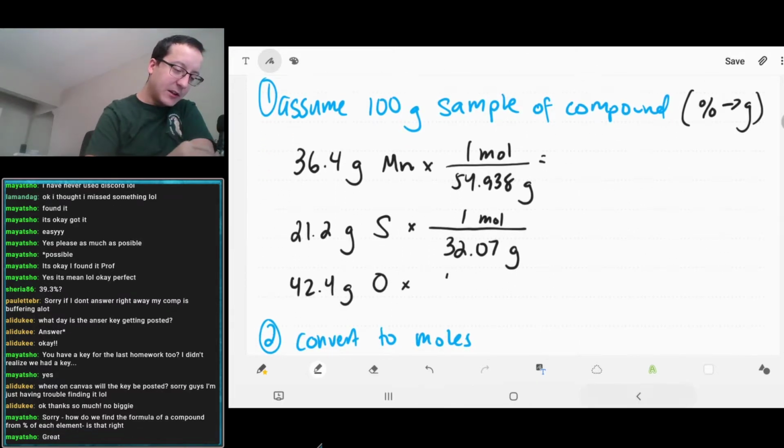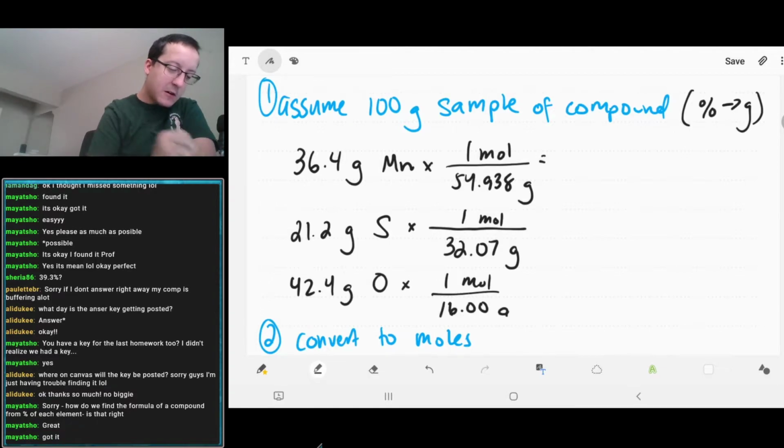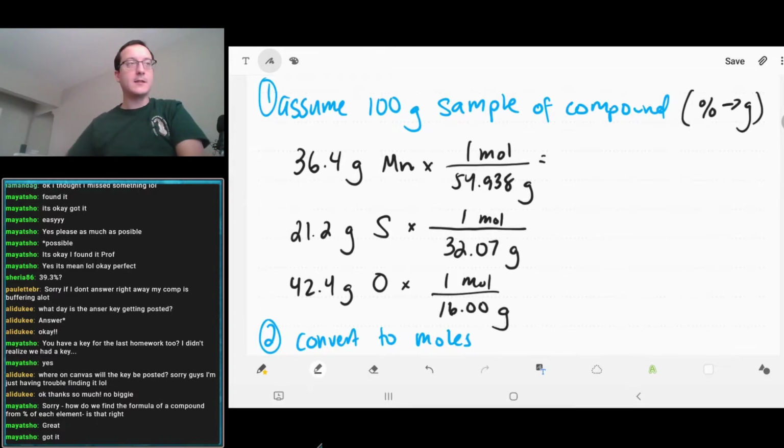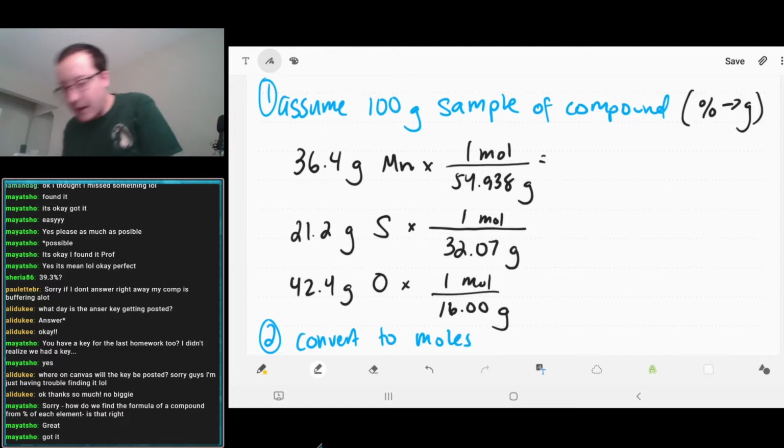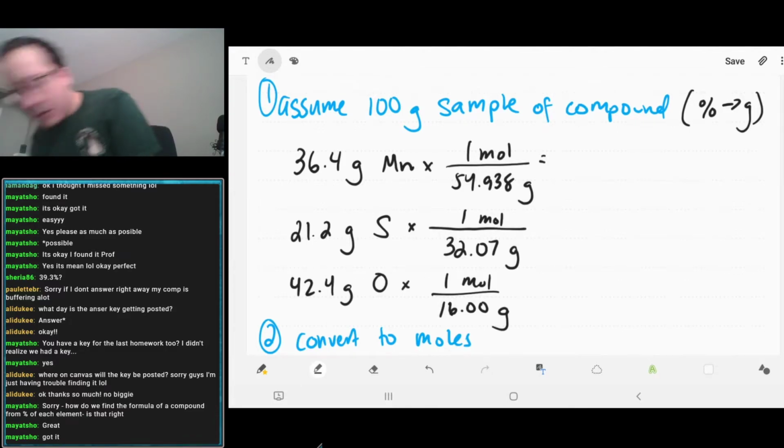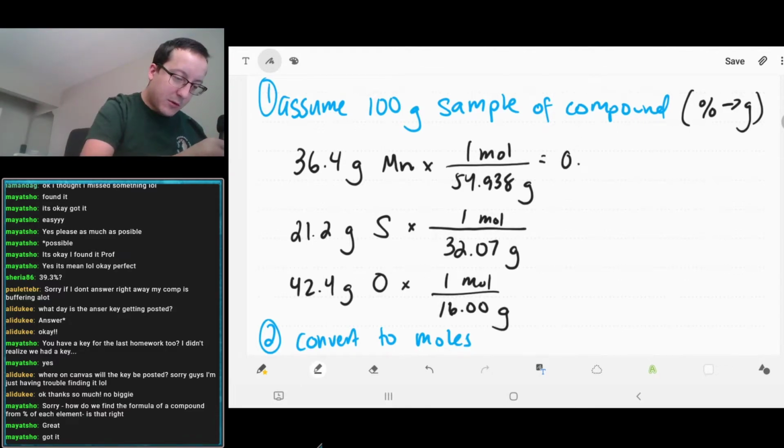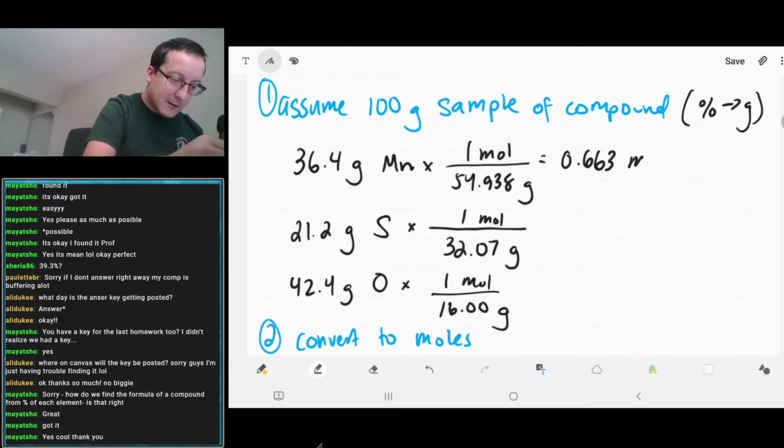Then oxygen we're going to find on the periodic table as well. That's 16 grams per mole. Awesome. All right, and I did this earlier, so I have the numbers for us. Okay, good. 0.663 moles.